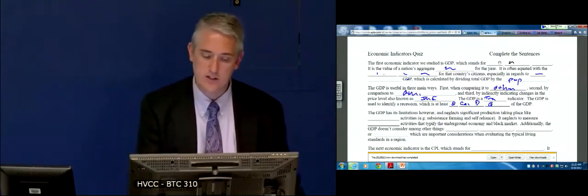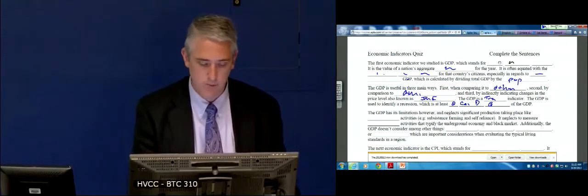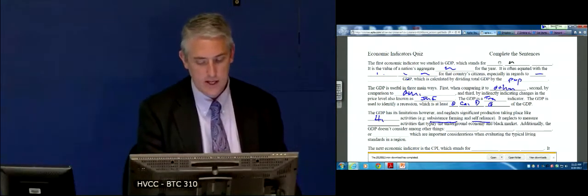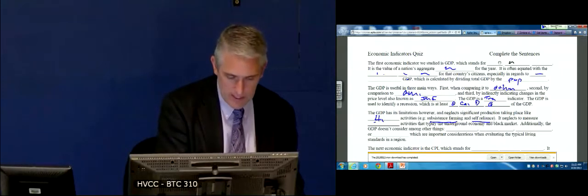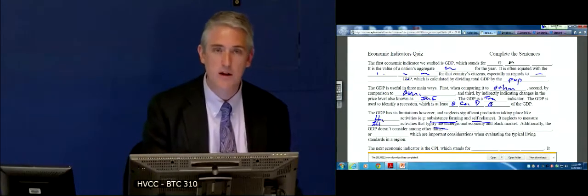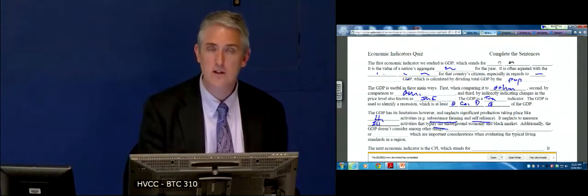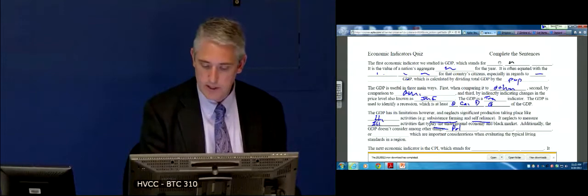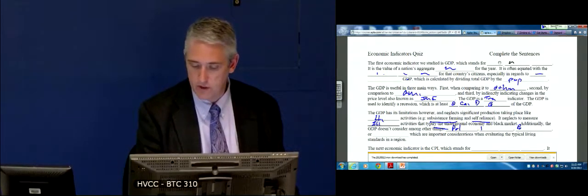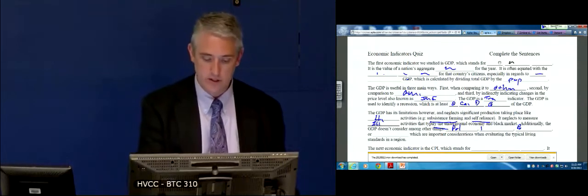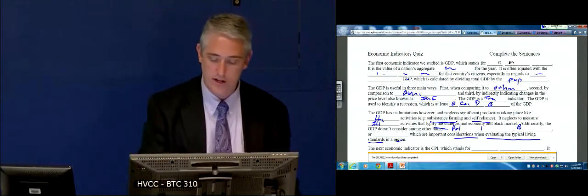The GDP has its limitations, however, and neglects significant production taking place, like household activities, such as subsistence farming and self-reliance. It neglects to measure illicit activities, which typify the underground economy and black market. Additionally, the GDP doesn't consider, among other things, and here the list is long, so which ones you put down are somewhat reflective of you. I might put down pollution, life expectancy, political freedom, and many things that are important considerations when evaluating the typical living standards in a region.